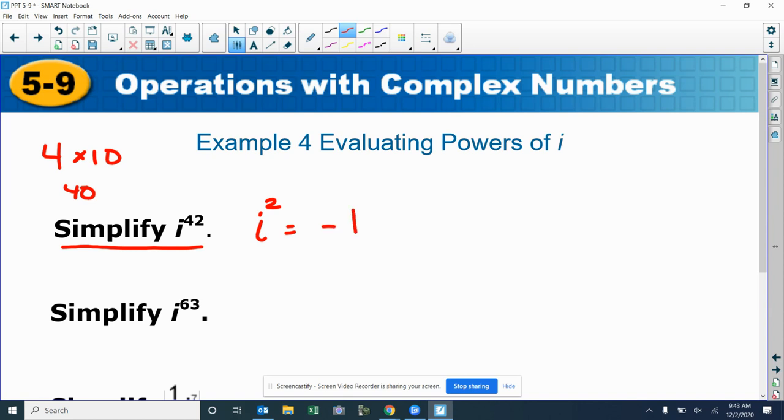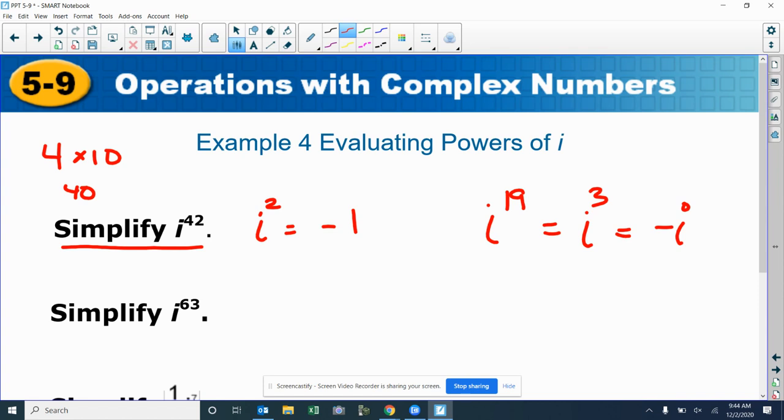Okay, try this one. How about i to the 19th? What would i to the 19th be? Well, for me, I'm thinking, what's the set of 4? 16, right? 4 times 4 is 16. That's the closest number. So really, I can take 16 of those i's away, and I'm left with i to the 3rd. And i to the 3rd is equal to? -i. You're catching on a little bit.